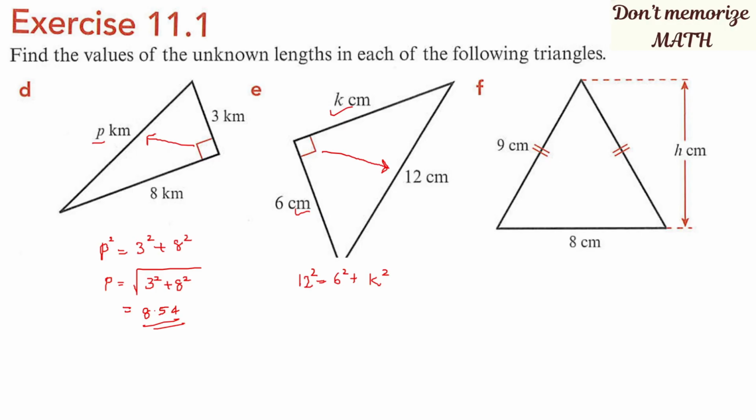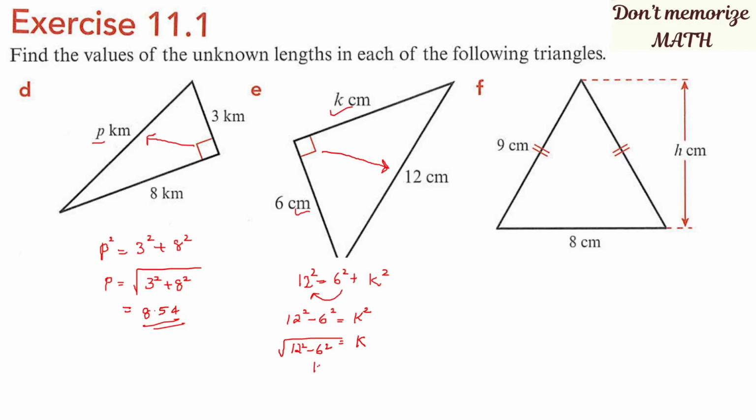So we will move 6 square to the left side. So what happens? So plus 6 square will become minus 6 square. So you will get 12 square minus 6 square equal to k square. So what is the value of k? K will be square root of 12 square minus 6 square. So take the calculator and check. Square root of 12 square minus 6 square, you will get 6 root 3.